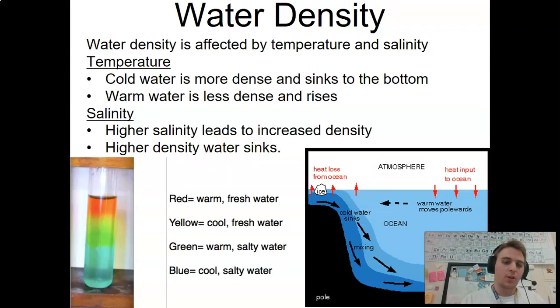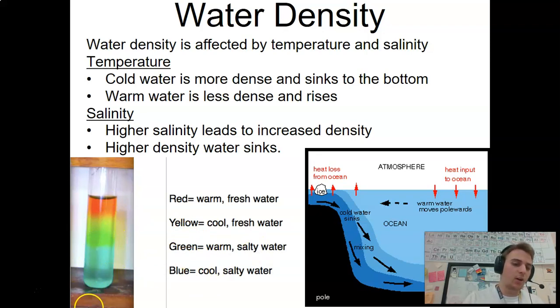So if you were to put all these together and layer them out, this red layer would be warm, fresh water. It is warm, making it less dense, and it's fresh, no salt, making it less dense, so it's all the way at the top. Yellow is cool, fresh water. Fresh water is always going to be less dense than salty water. Green would be warm, salty water, which is a little less dense than the cold. And then blue would be your cool, salty water.